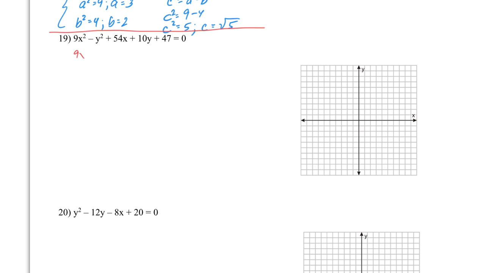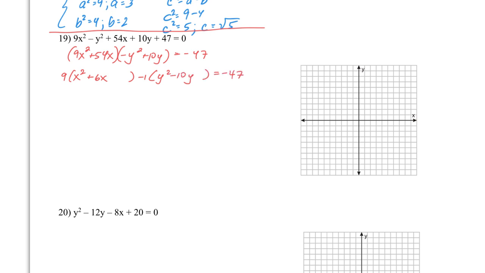So I'm going to put my x's together: 9x squared plus 54x minus y squared plus 10y. And I'm going to move the 47 to the other side. I'm going to group these off. I'm going to pull out the 9 with the x's, and it's going to leave me with x squared plus 6x. I'm going to pull out a negative 1 with the y, and it's going to leave me with y squared minus 10y.